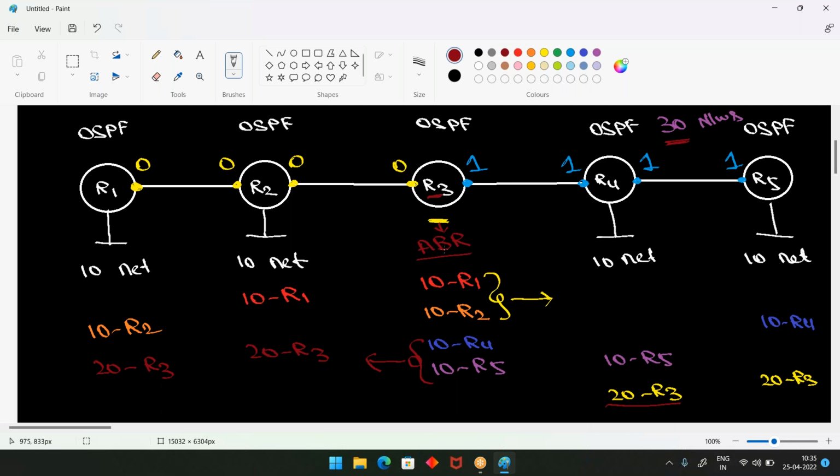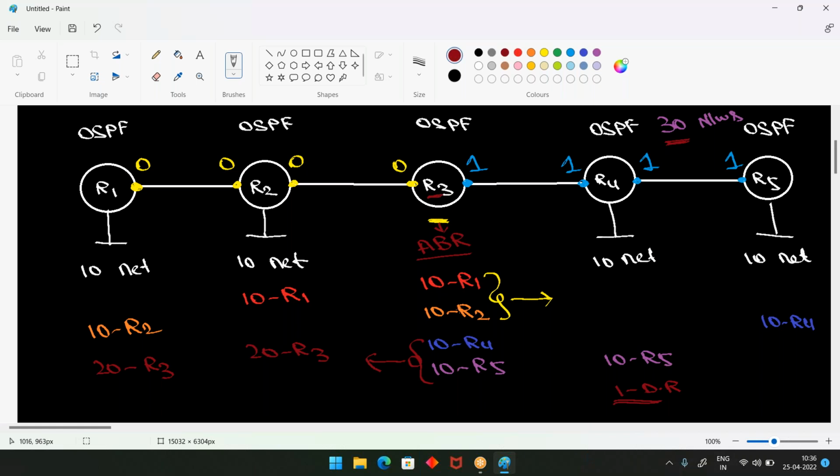Now, what can we tell to this ABR router? We can tell it, in area 1, don't share the 20 networks like this. Let's share only one network to R4 and R5 in area 1. That is called a default route. Let's share one default route to the area 1 routers.